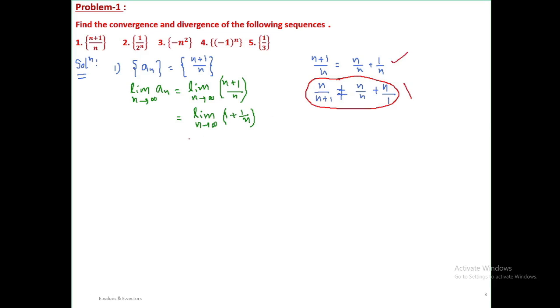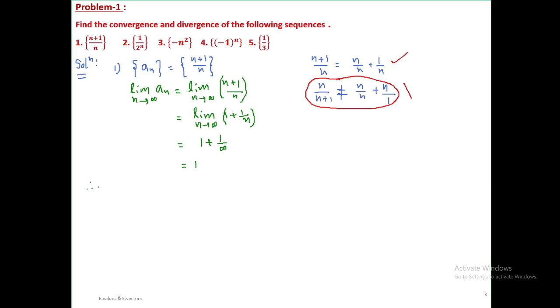So what is this value now? Limit n tends to infinity, 1 is 1 only, plus 1 by infinity. Now what is this value? 1. 1 by infinity is 0. So therefore this sequence converges to 1.